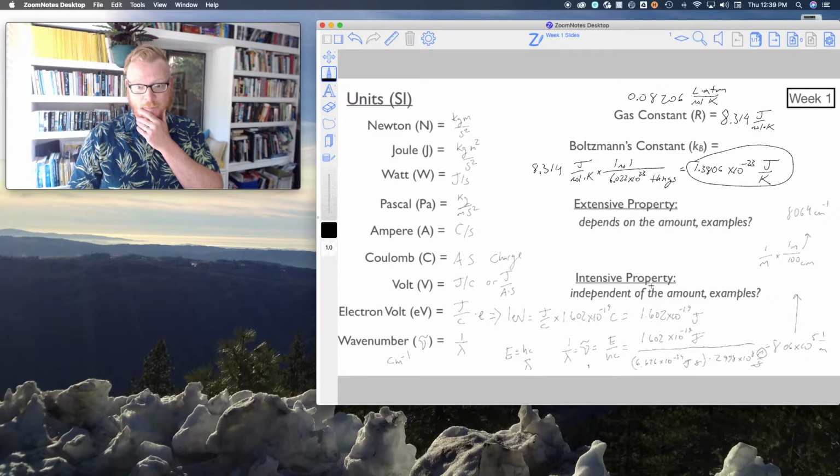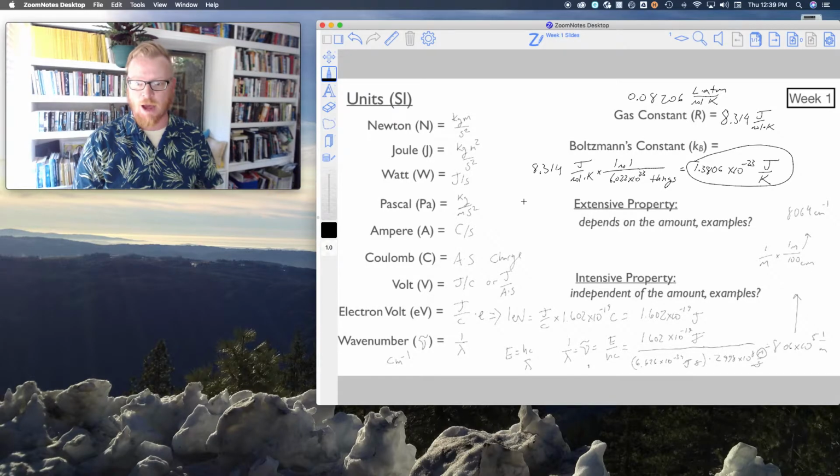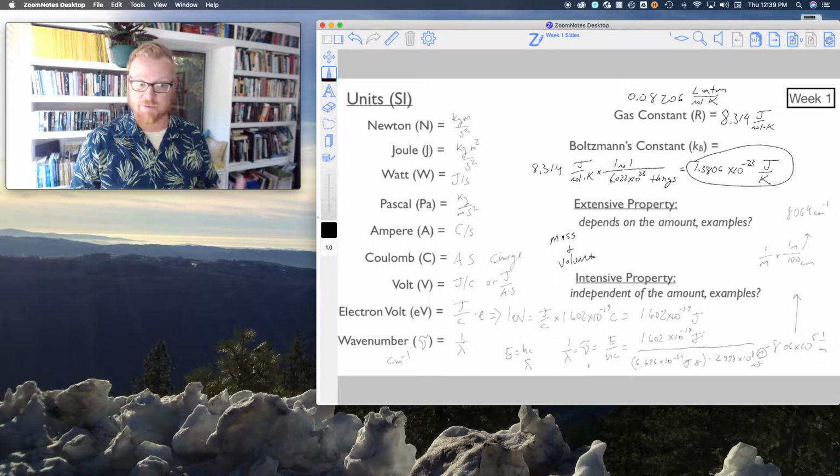As you're thinking, pause the video and think about this so that you can really get a nice handle on it. I'll give you one example of an extensive property because it depends on the amount, and that's mass and volume. The mass of a quantity I have absolutely depends on how much of it I have. Similarly with the volume. But what about an intensive property that's independent of the mass? Well, what if I take mass divided by volume? We know that as density.